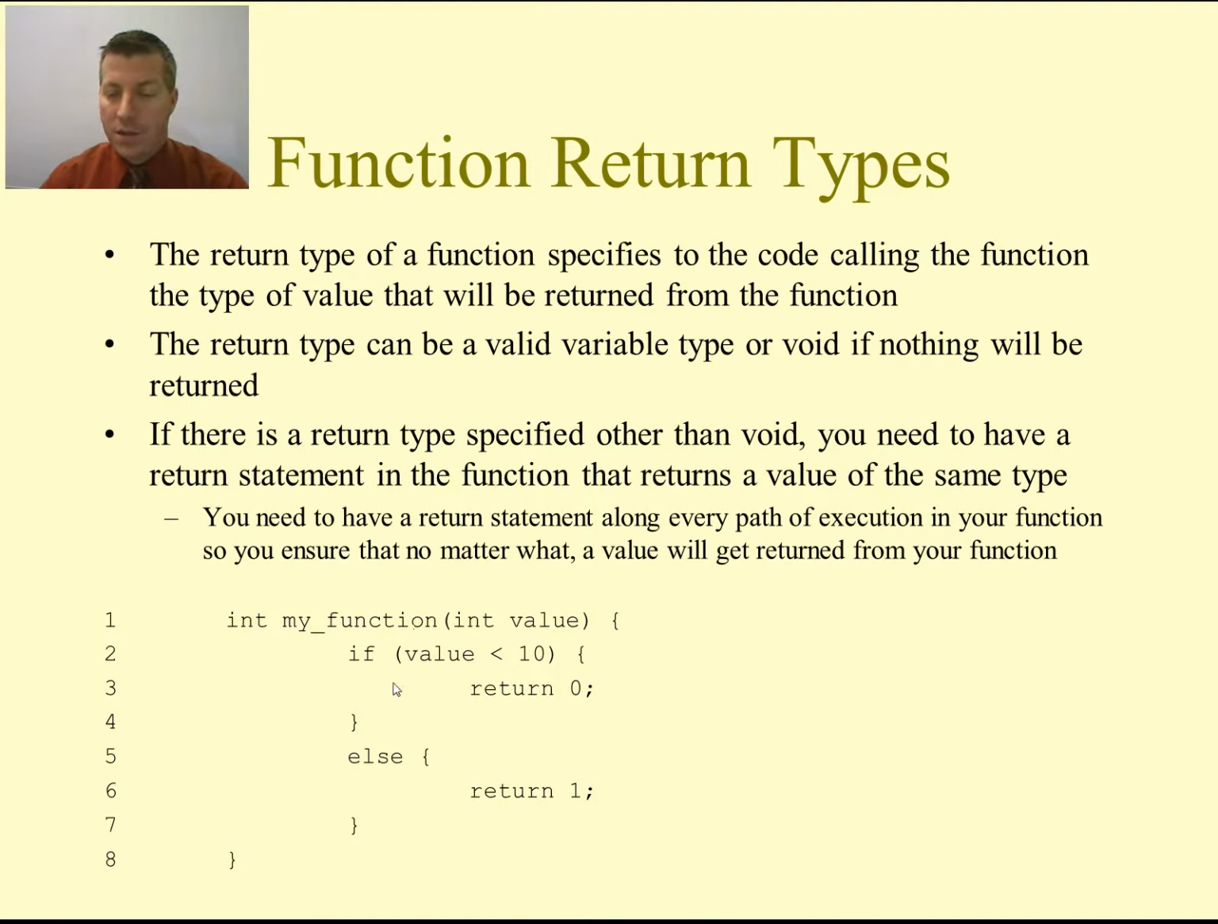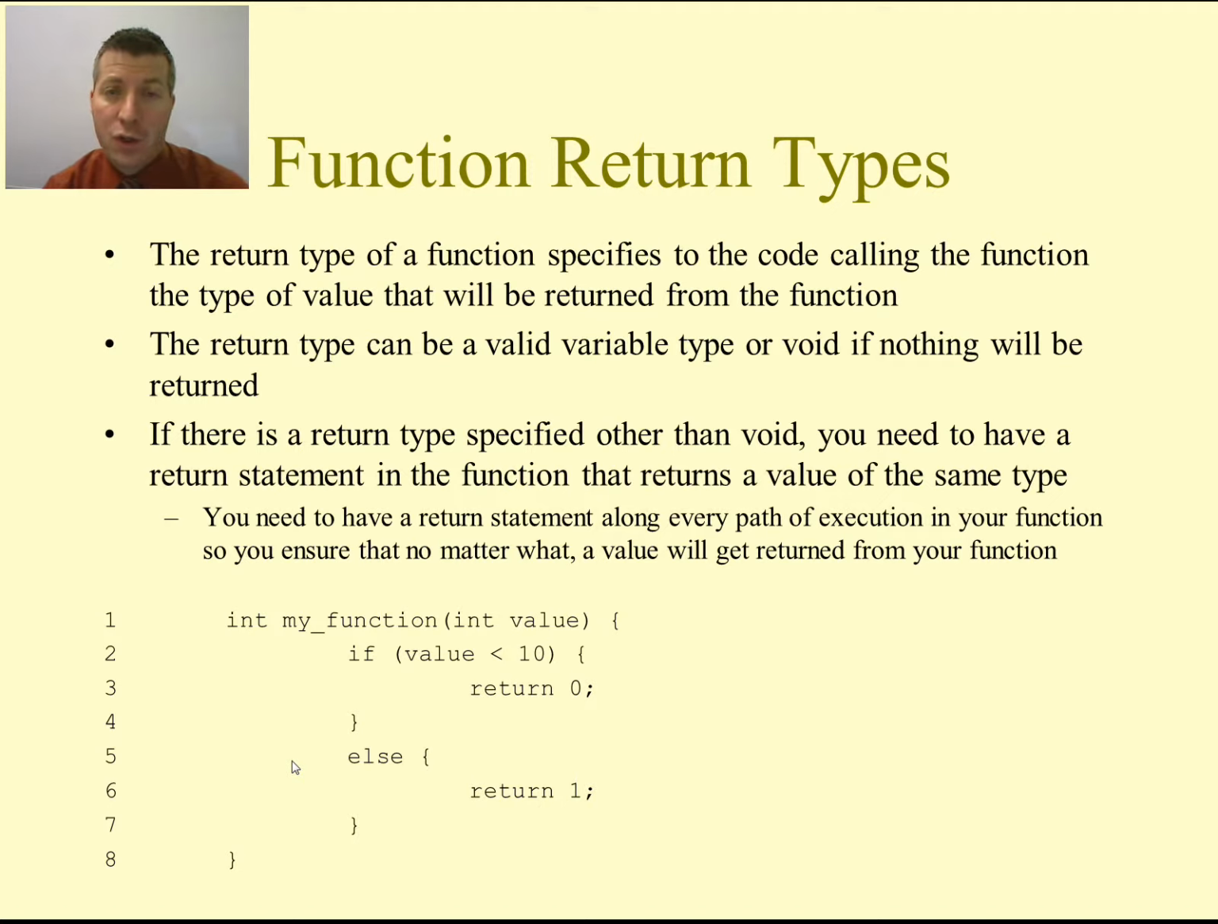In this case, you see that I am going to return 0 if the value is less than 10. I'm going to return a 1 otherwise. There is no other path of execution. I can't circumvent this if-else statement altogether. So that means that I will return a value no matter which path of execution I take through this function.